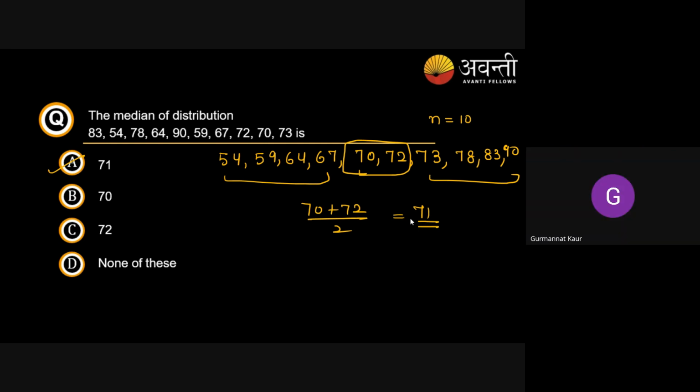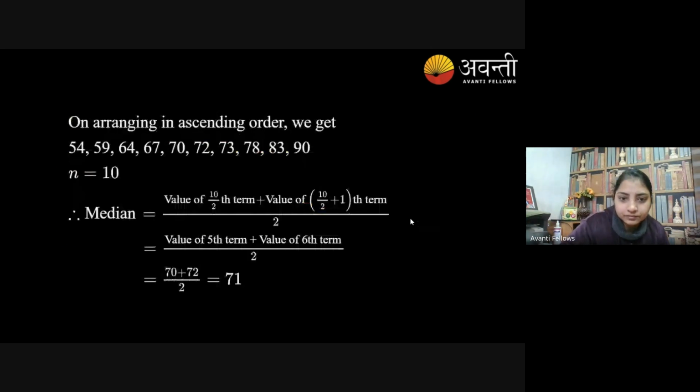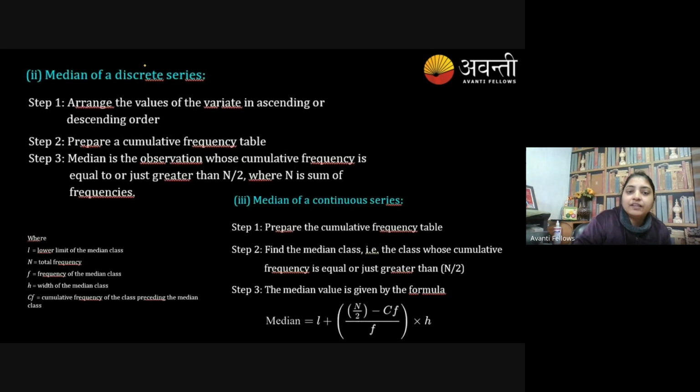Clear to everyone? Okay. So if you are having a discrete series, in the same way you are having xi and fi, right? Then how do you need to solve? You first need to find the cumulative frequency, remember? Then we see the observation from the cumulative frequency whose cumulative frequency is equal to or just greater than N by 2, that will be the median. Or we will follow this formula, remember? (N by 2 minus Cf) divided by f, into h, plus L.